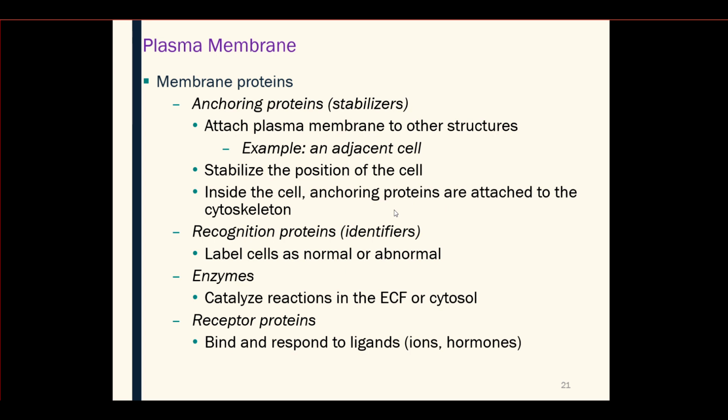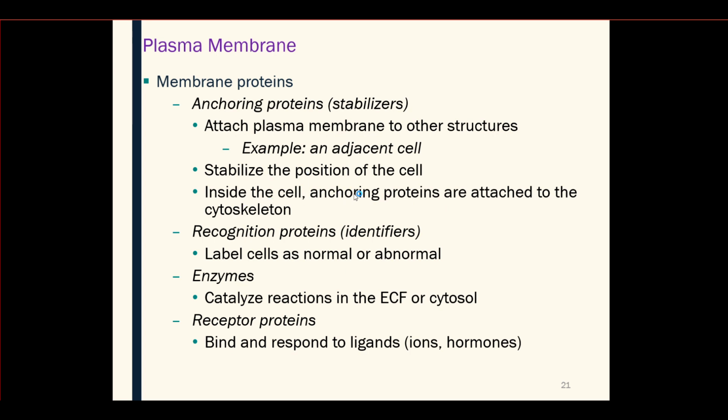One type of protein that's in the cell membrane is known as an anchoring protein. Some people call them stabilizers. These basically function in attaching the plasma membrane to other structures in the body. For example, how about one cell just being attached to its neighbor, right? So that's my example here. These anchoring proteins can attach one cell to an adjacent cell, right? They sometimes function to stabilize the position of the cell, help to hold the cell in place.